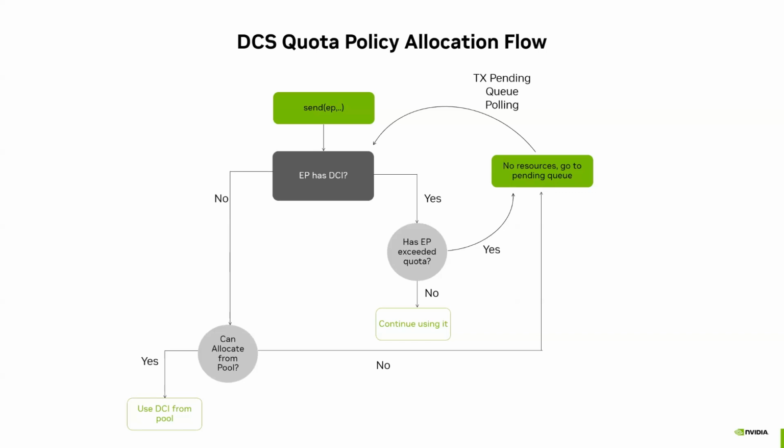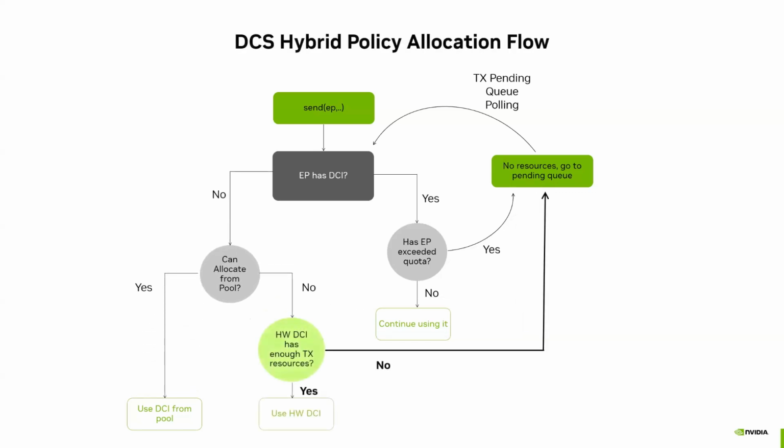Okay, so in hybrid policy, in the case we are asking whether we can allocate from the pool, in case we can't allocate from the pool because all DCIs are already occupied, we are utilizing that dedicated hardware DCI and using hardware DCI simultaneously with the software ones. And we can do that as long as we have enough DX resources in that hardware DCI. The hardware DCI is also limited eventually.